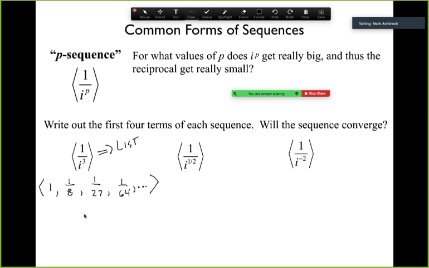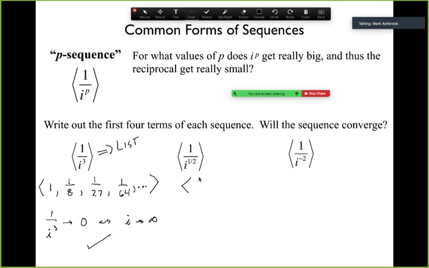All right, what about this? So now let's talk about convergence or divergence. Does the denominator get large without limit? That's the question. Does the denominator just keep getting bigger and bigger? Yes. Therefore, the reciprocal gets smaller and smaller, and this will converge to 0. So, converges.